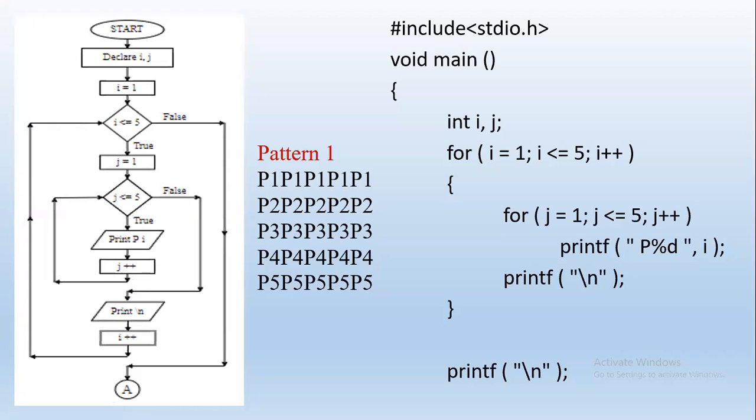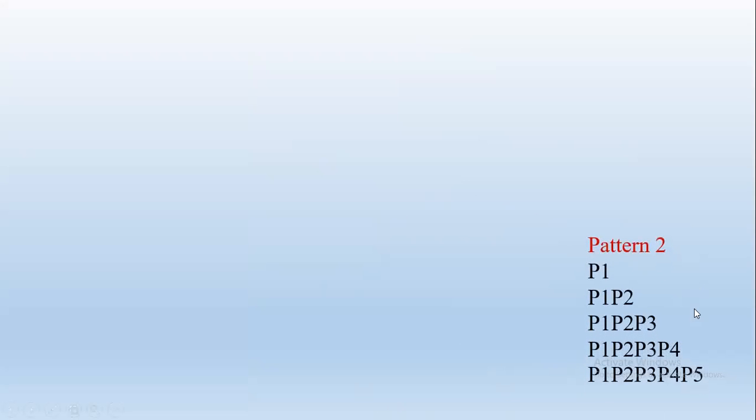Before that, let us see what to do for the second pattern. So what is the second pattern? As we know, here we have pattern 2. If we observe this carefully, we have the values: 1 value in row 1, 2 values in row 2, 3 values in row 3, then 4 values in row 4, 5 values in row 5. So the number of values is the same as the row number.